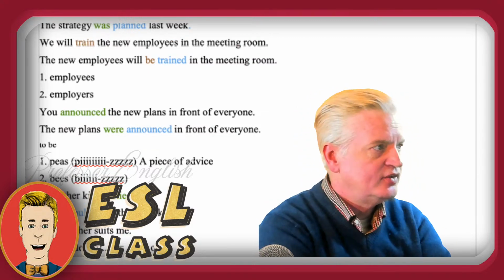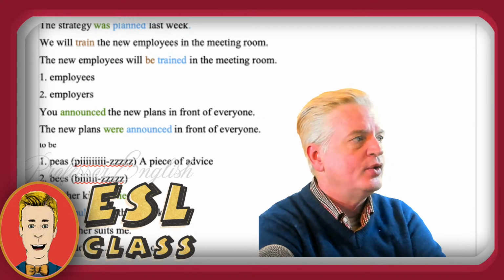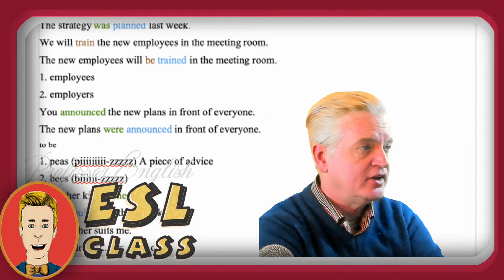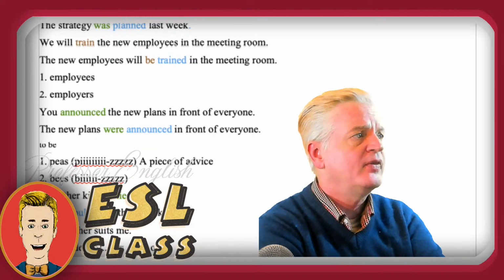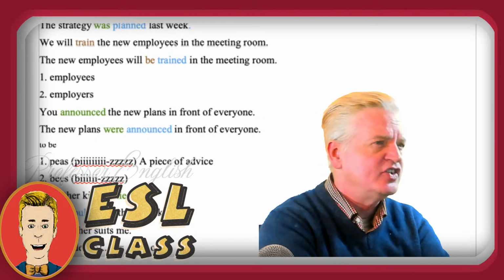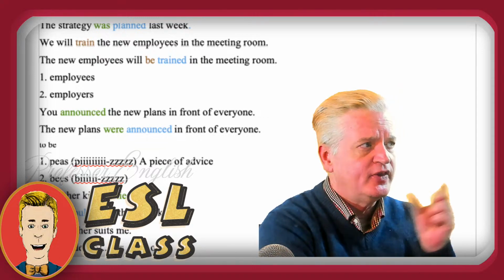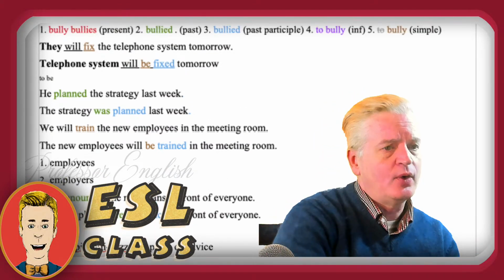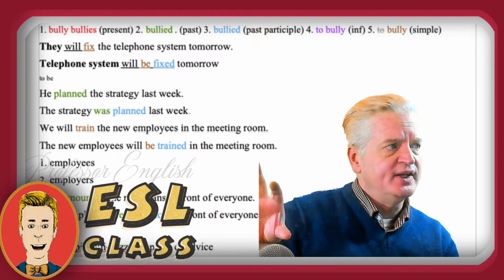Let's try another sentence. Let's make another passive voice sentence. We will train the new employees in the meeting room. Okay, this is an active voice sentence. What is the object of this sentence? The new employees. Okay, let's change it to passive. Let's focus on the new employees. So we'll start with the new employees, and now we have to make some changes. What is the verb in that sentence?